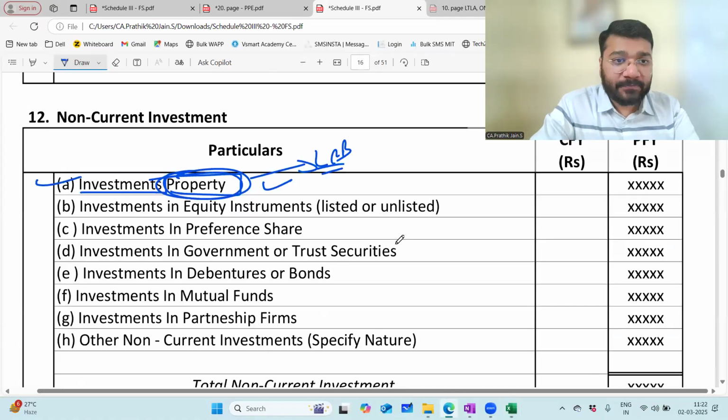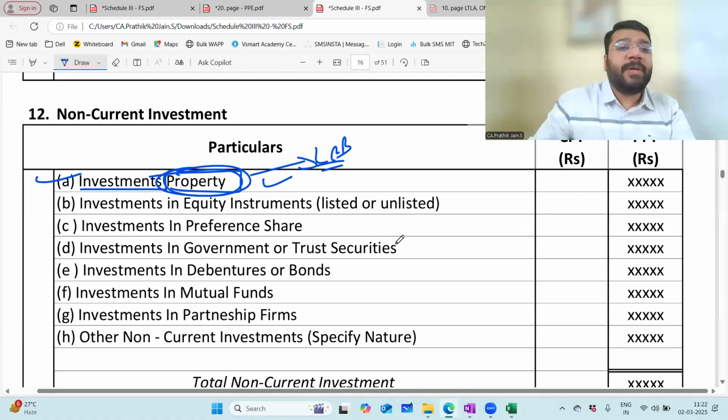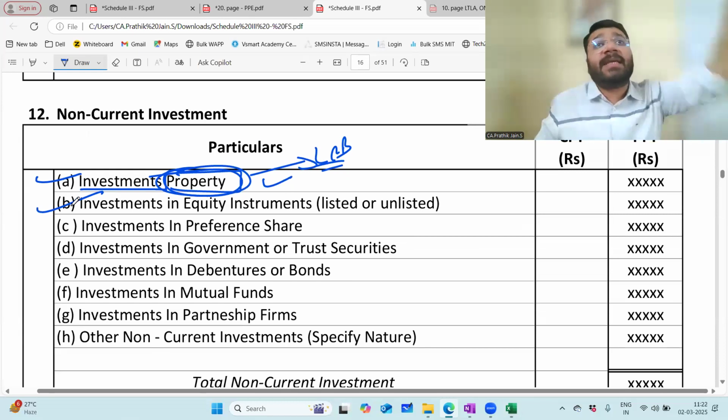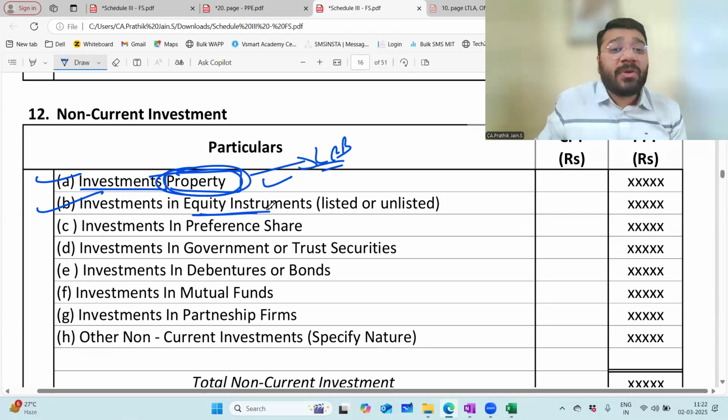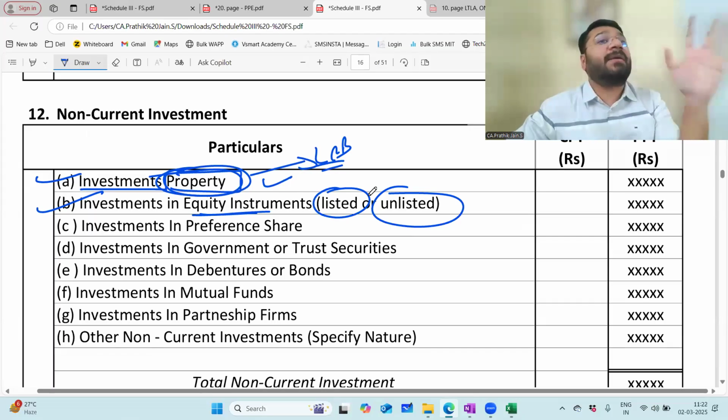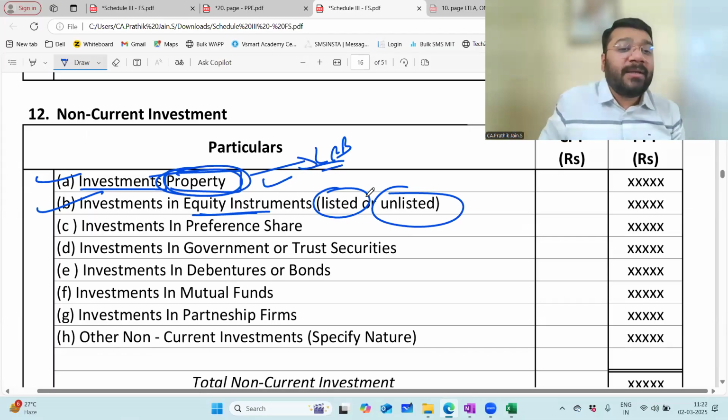Next is what, sir? Investment in equity instruments means what? A company's got surplus money. They don't know what to do with that. So now they are purchasing the shares of either listed or unlisted companies. Listed company shares you can purchase from the stock market. Unlisted company shares you can purchase directly from the company. So basically, I'm investing in some company. In which instrument? Equity instrument or preference instrument.